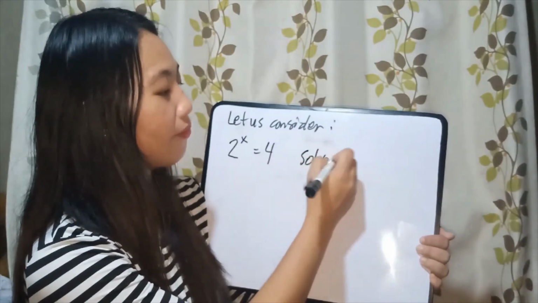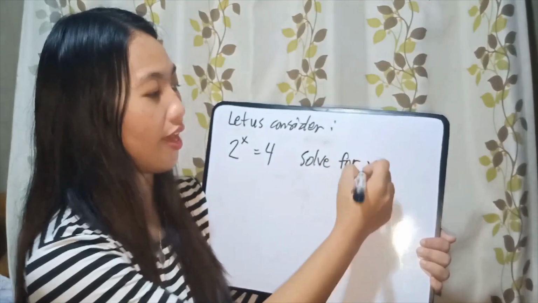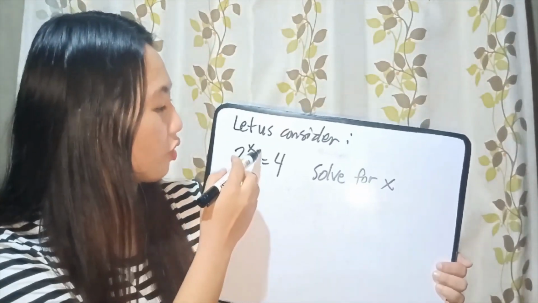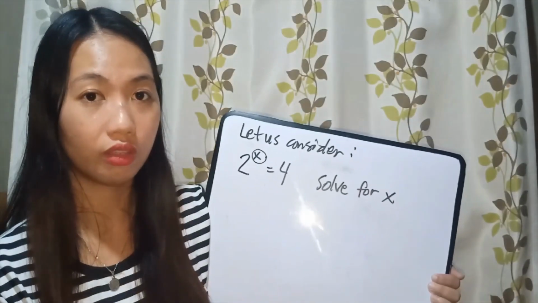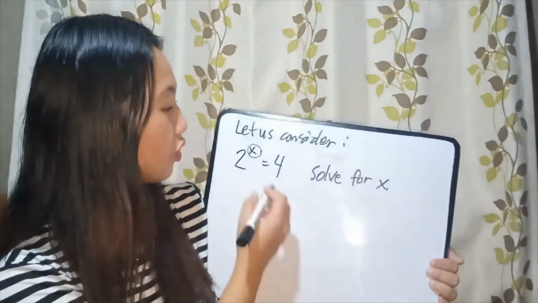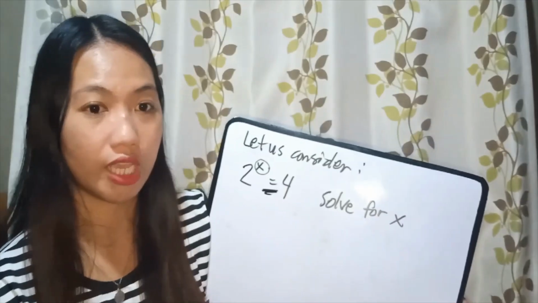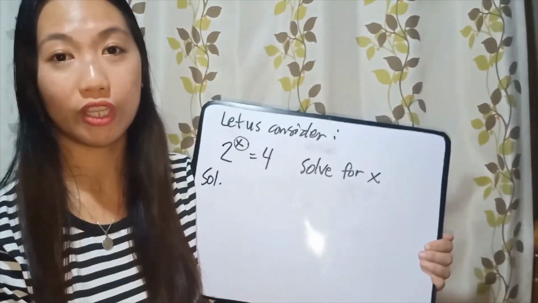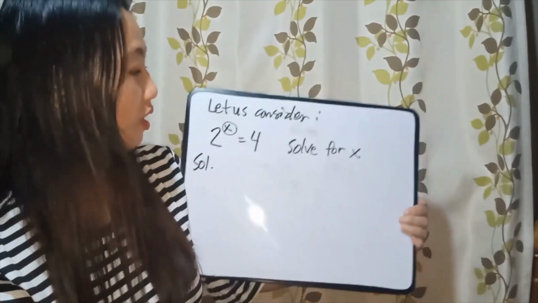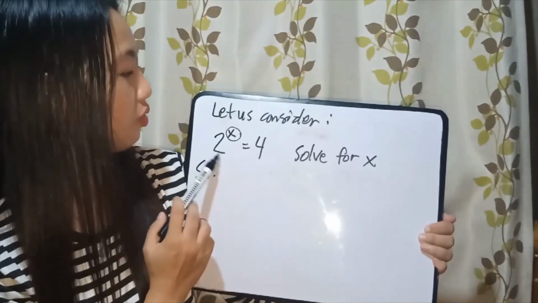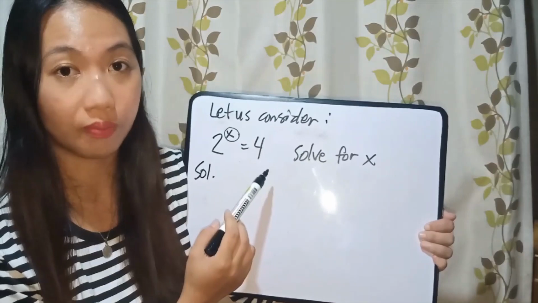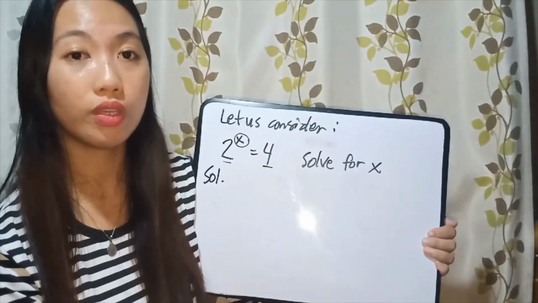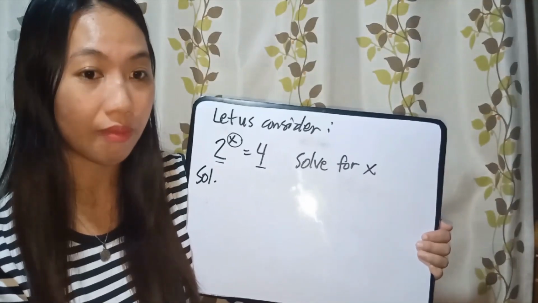So solve for x. So how can we solve for x if the x is in the exponent? Okay, we're going to use the equation property. To solve for x, first, make the expression having the same base. So the expression here is 2 raised to x is equal to 4. So the bases are 2 and 4. So how can we make the bases the same?